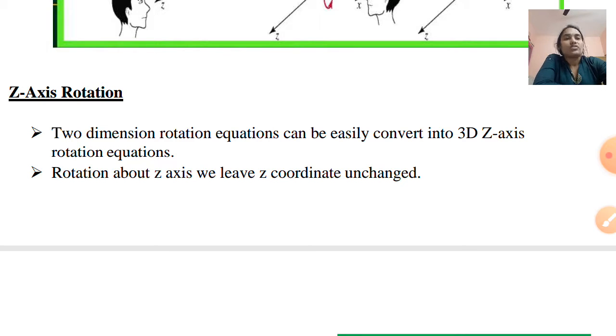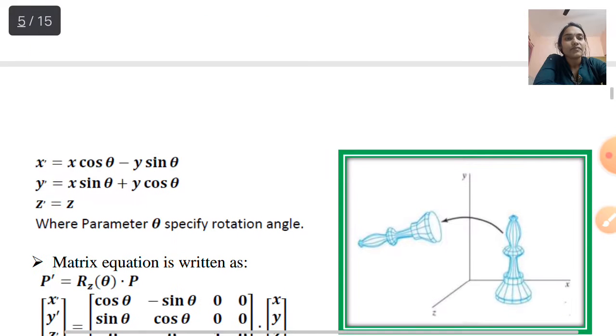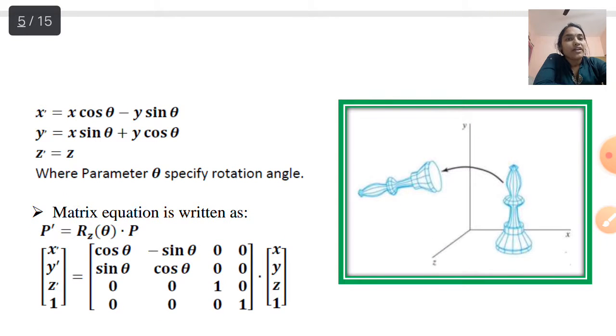So first we discuss z axis rotation. The 2-dimensional rotation equations can be easily converted into the 3D z-axis rotation equation. Rotation about the z-axis leaves the z coordinate unchanged. That means the x coordinate and y coordinate positions are changed, but the z coordinate position stays the same.